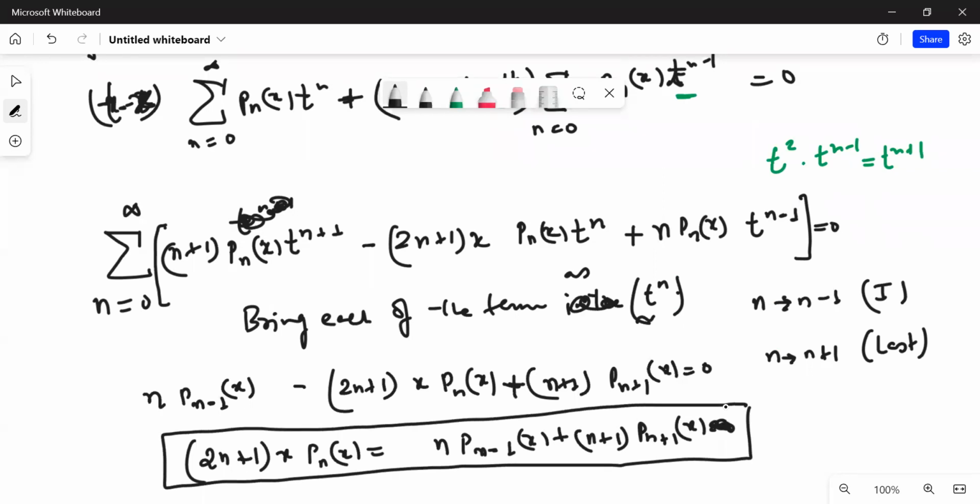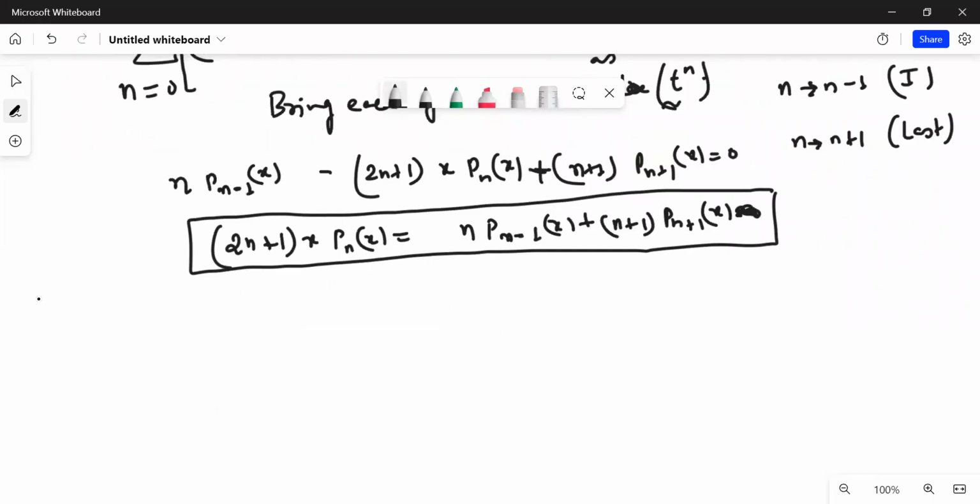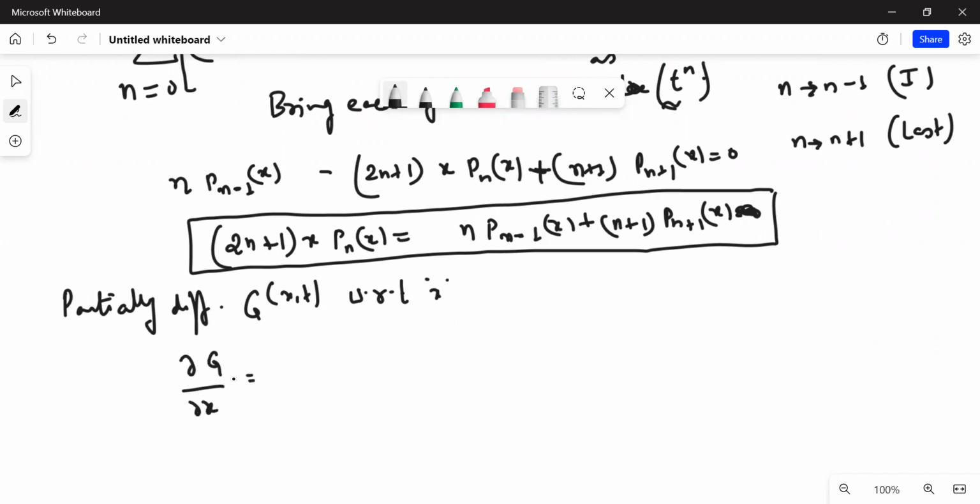Another recurrence relation one can find, I'm giving it to you as homework, or probably let me do it, is using the partial derivative with respect to x. So if you partially differentiate the generating function g(x, t) with respect to x, what will you get? I'll write del g upon del x, and this would be equivalent to writing 2t. I'm writing in one go, so you can self-verify.